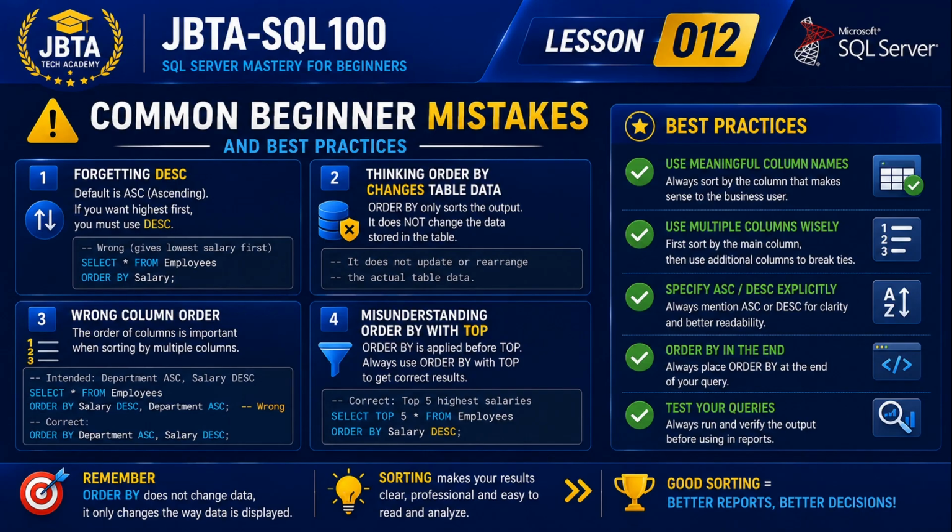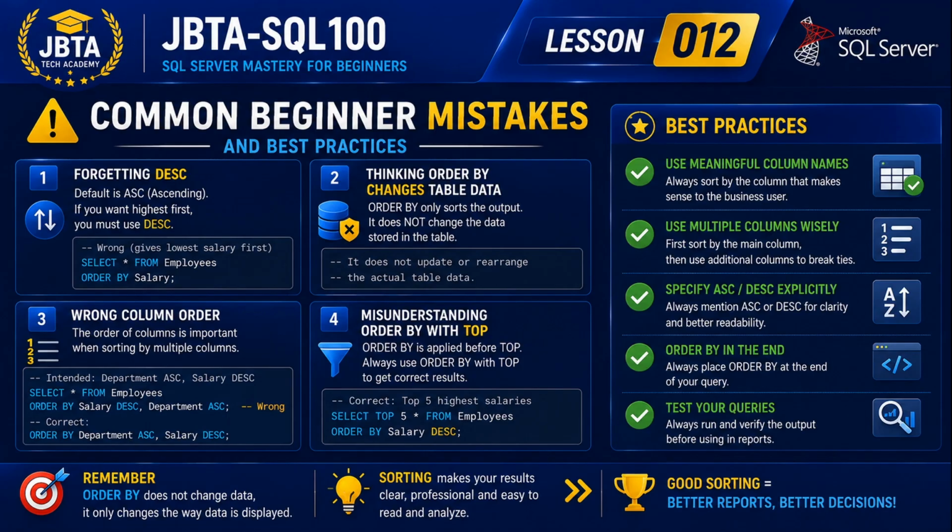Another common mistake is sorting by the wrong column. For example, instead of sorting employees by salary, a beginner might accidentally sort them by employee ID. The query executes successfully, but the output does not meet the business requirement. Always verify that you are sorting by the correct column.